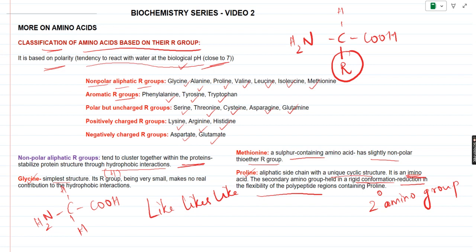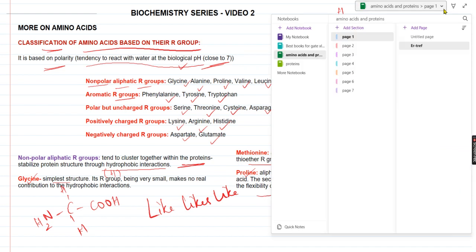So if you have a polypeptide and it has proline in some of its residues, then those areas of that polypeptide are going to exhibit a lot of rigidity, so they are not subject to flexibility. Okay, so moving on to the next slide.